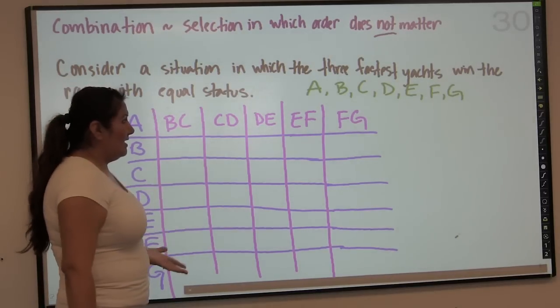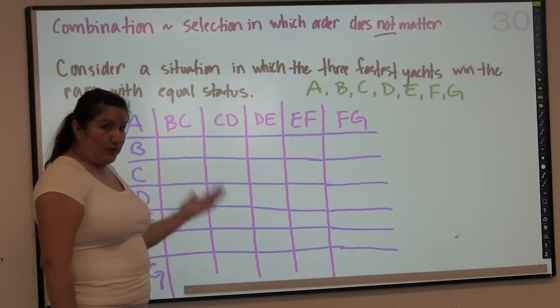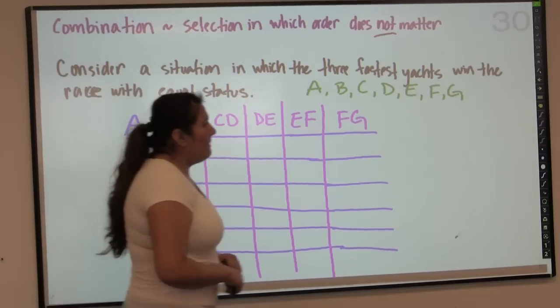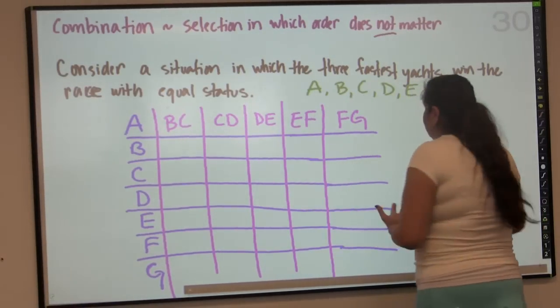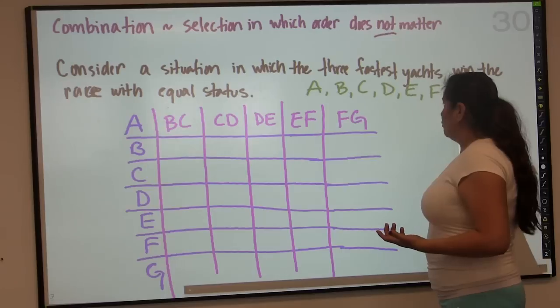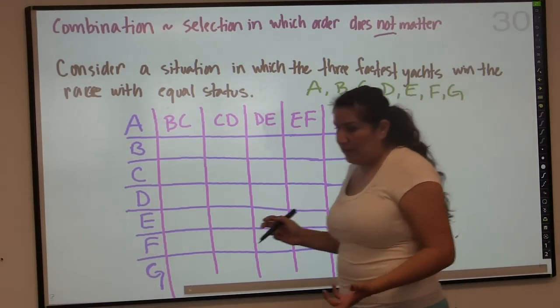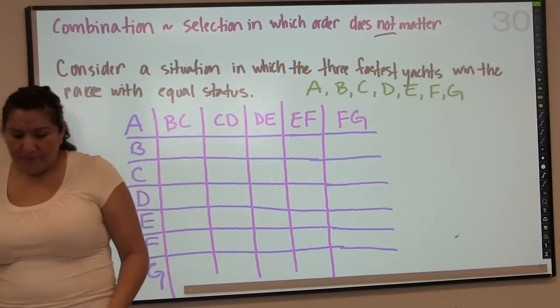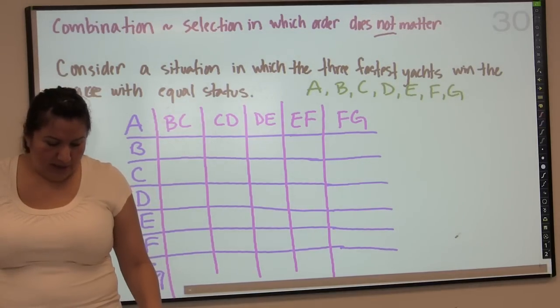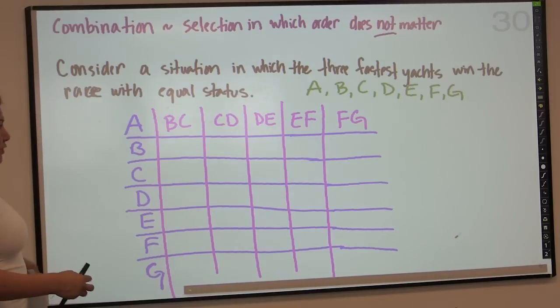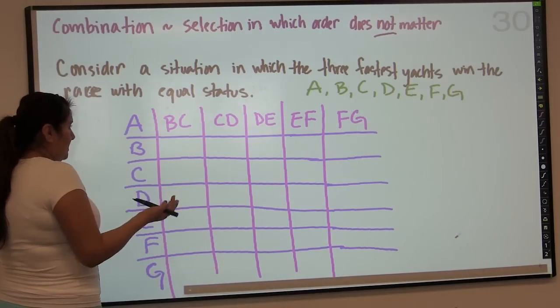So what I have done is to make this easier, and again we're going back to the previous example where we had 7 yachts. I'm going to go ahead and just give each yacht a name, A, B, C, D, E, F, G. So there's 7 yachts, 7 letters, okay? And we're going to fill this table with all of the possibilities for arranging these yachts in groups of 3, which is basically what a combination is.